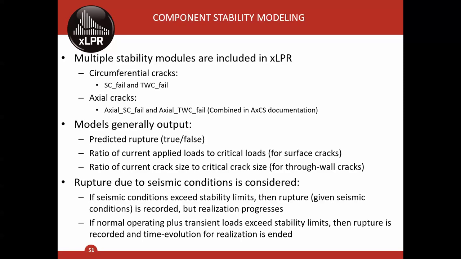When the xLPR stability models are called, they generally output whether or not rupture occurs for surface cracks, the ratio of the current applied loads to the critical loads. And then for through-wall cracks, the ratio of the current crack size to the critical crack size.